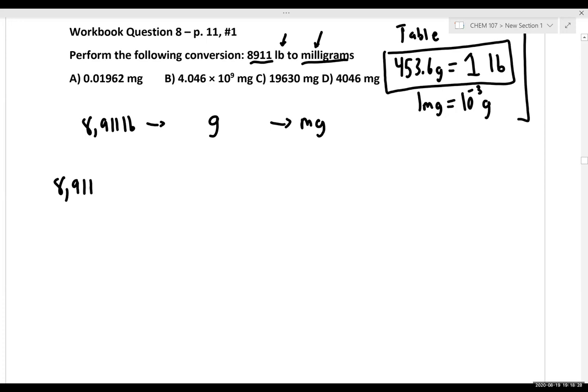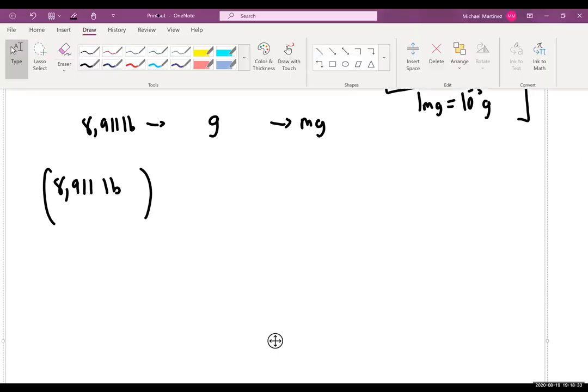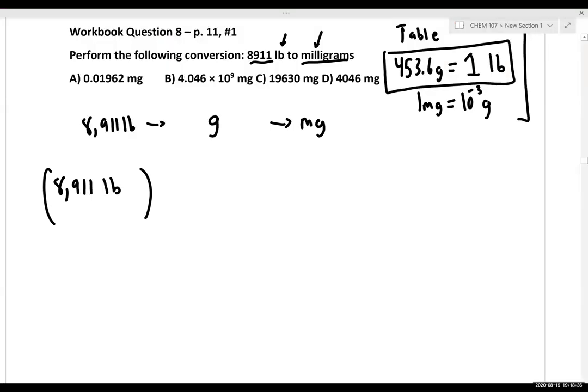So now what we're going to do is execute on the solution map. So we have 8,911 pounds. And now, if we're going from pounds to grams, drawing our arrow, if we're going to grams, what units will go on top? Grams? Exactly right. So that in turn gives us 453.6 grams per every 1 pound. Perfect.